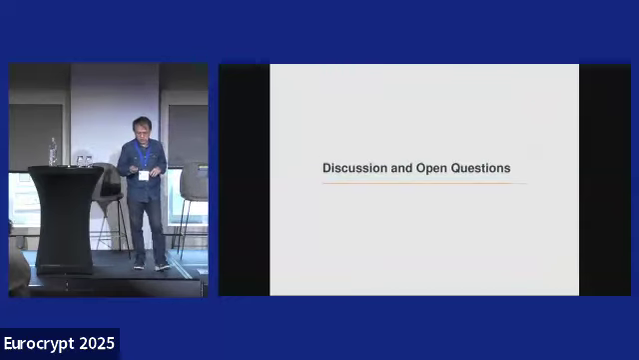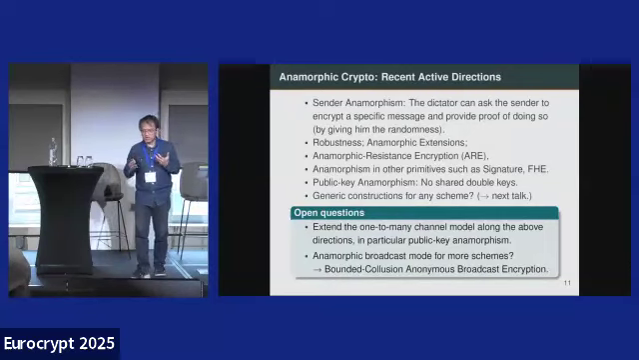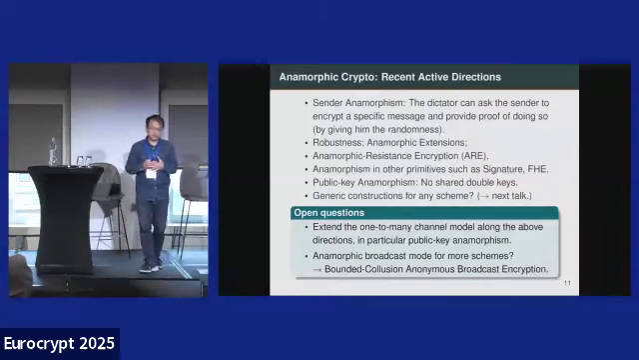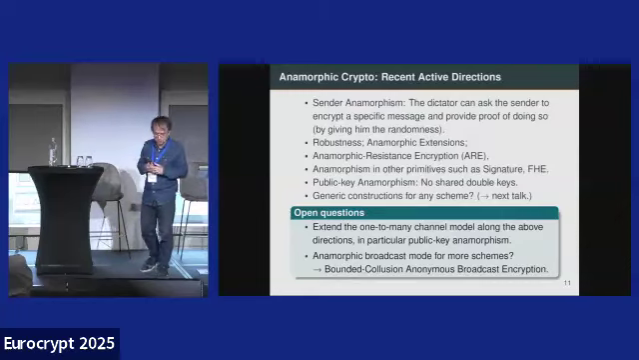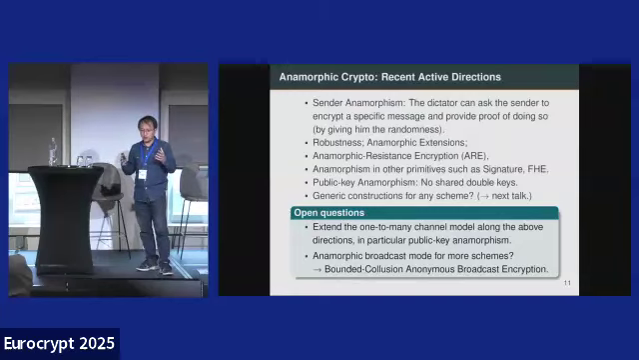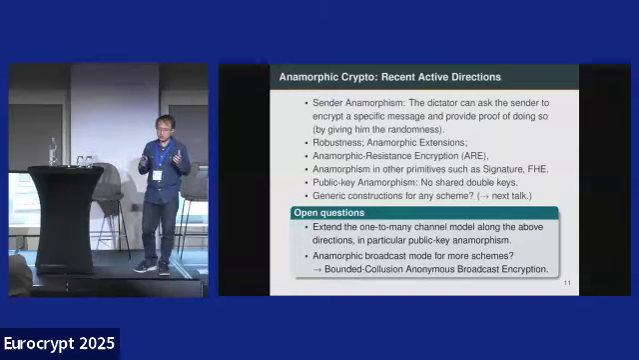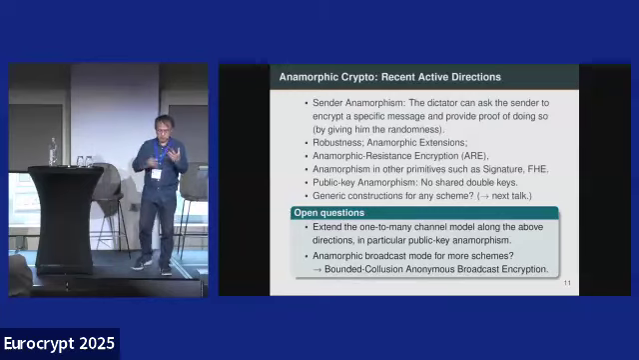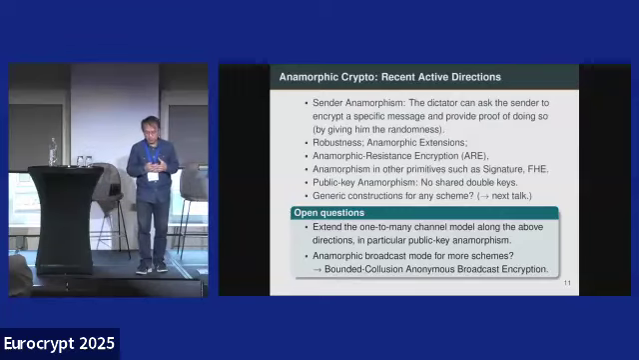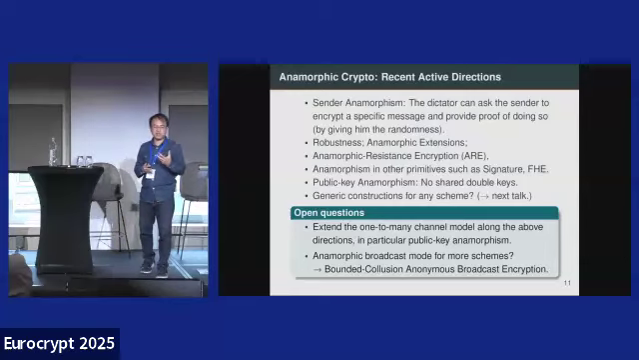So let me conclude with some discussion. Anamorphic crypto is a recent direction, and another important direction is sender anamorphism, which I didn't talk about in this talk, where the dictator can also ask the sender to encrypt a false and specific message and provide a proof of doing so by giving him the randomness. And this works on extensions of the model like robustness, anamorphic extension, and anamorphic-resistant encryption, and anamorphism in other primitives like signatures, FSG, and there are some generic constructions with negative and positive results that I guess Francesco will give in the next talk.